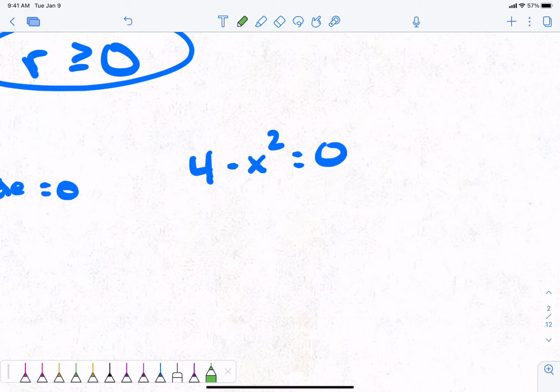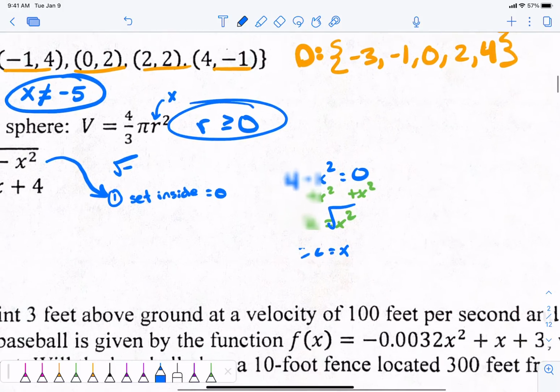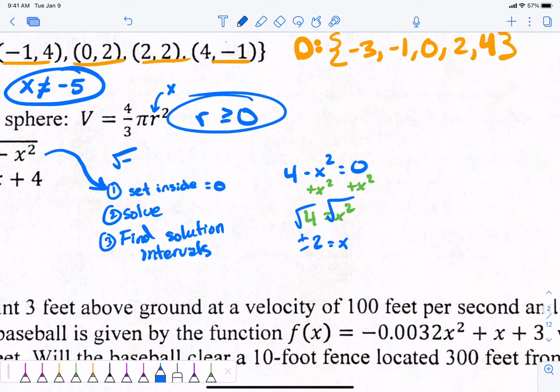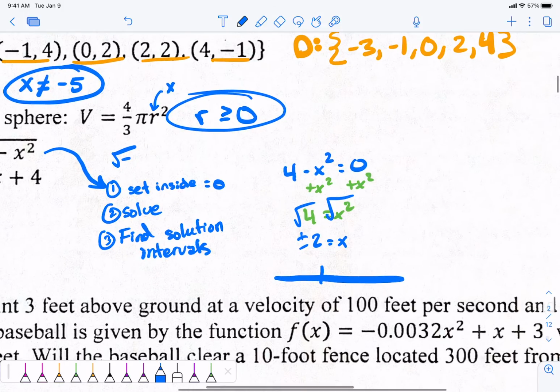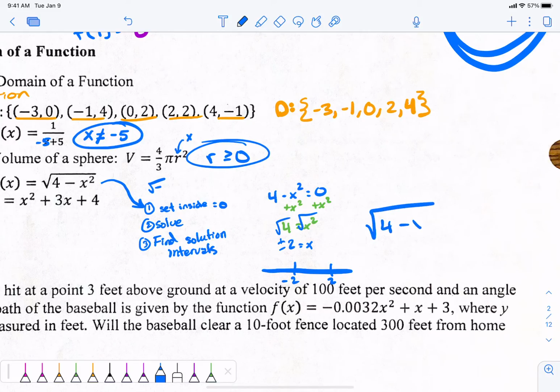I'm going to add the x squared over, so 4 equals x squared, and then take the square root. It's plus and minus 2. Step 1, set inside equal to 0. Step 2, solve. And step 3, find the solution intervals. Here's how you find the solution intervals. We said 2 and negative 2 were places where crazy things were happening. Negative 2 is here, positive 2 is here, and I'm going to try to plug numbers into the 4 minus x squared.